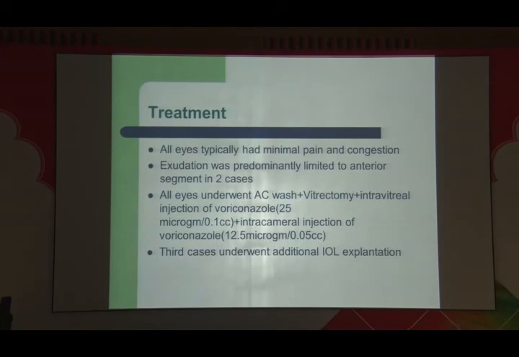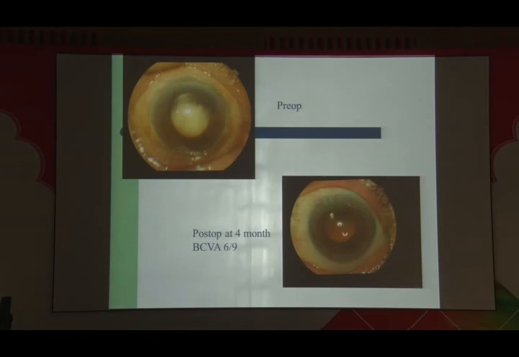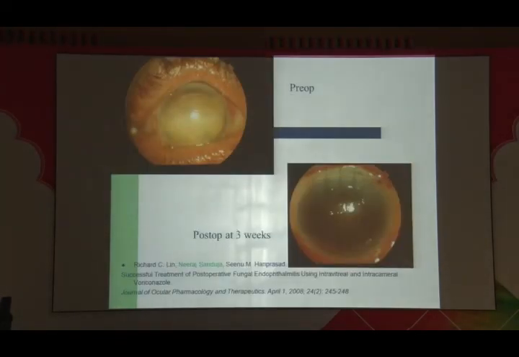In all eyes, we did AC wash, we did vitrectomy and intravitreal injection of voriconazole in the vitreous cavity, and half dose we gave into the bag itself, because it is the bag, the anterior segment, from where the infection is originating, that has to be taken care of. Third case additionally required IOL explantation. Candida came out to be positive in 2 cases, and vision improved from 6/9 to 6/6. You can see first case and the second case doing well. Third case also, we could salvage this eye.